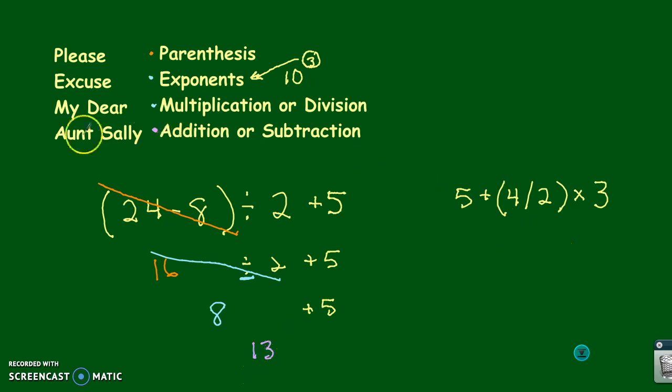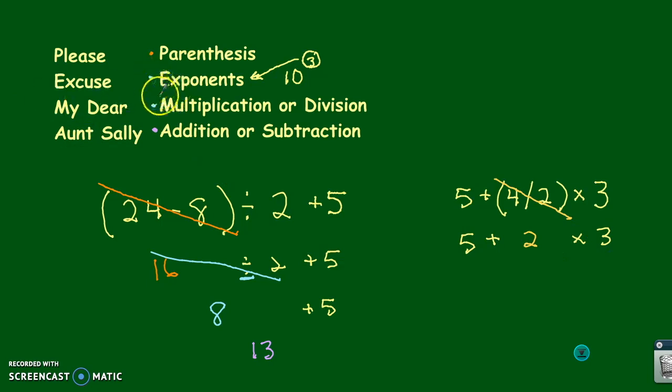Okay, let's do one more problem here. Again, we start with parentheses first. The parentheses in this problem are in the middle this time. 4 divided by 2 is 2. I'm done with that portion of the problem, so I bring down the rest of the problem: 5 plus 2 times 3.